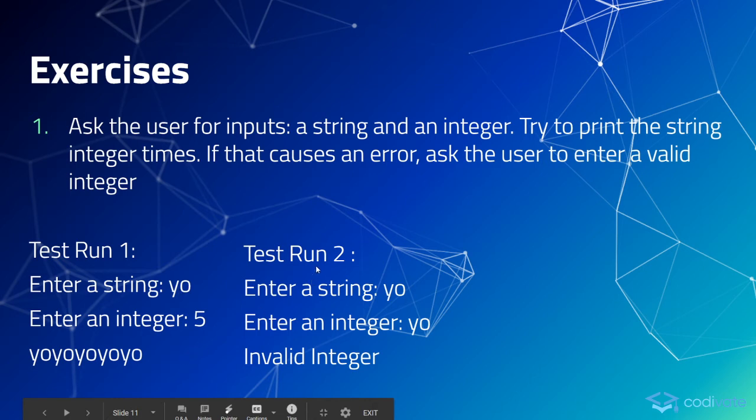But let's say we want to make sure that even if they enter an invalid integer, there's no error. And the key thing is to use try and except. So if we try to print a string times a string, that won't work. And then we know that since a string can always be valid, but an integer may not be valid, we can let the user know that they entered an invalid integer. That's the first exercise. So you can pause the video and try to attempt this exercise, and we will go over the solution.